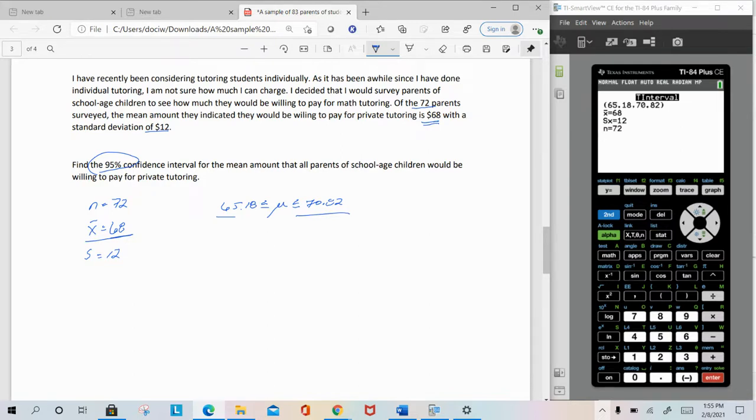So if I was to actually start tutoring, I might use this information to set my price somewhere between $65 and $70 an hour. Personally, I'd probably pick the upper end of the range. If I want to be more expensive, maybe fewer students would engage my services; $65 if I wanted to be at the lower end of the range. But I would estimate with 95% confidence the true mean amount that all parents are willing to pay is somewhere between 65.18 and 70.82.